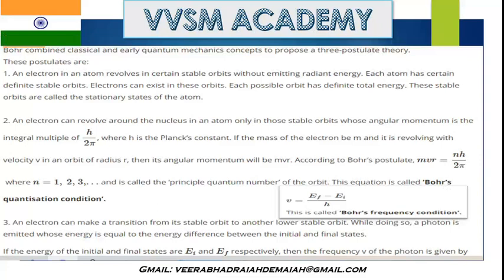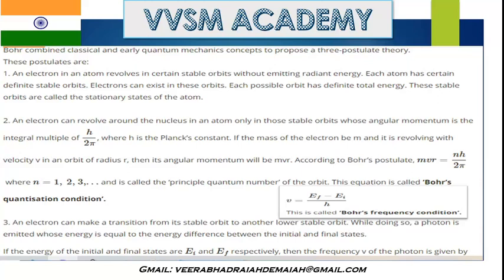Bohr combined classical and early quantum mechanics concepts to propose a three-postulate theory. The first postulate tells that the electron in an atom revolves in certain stable orbits without emitting radiant energy. Each atom has certain definite stable orbits. Electrons can exist in these orbits. Each possible orbit has a definite total energy. These stable orbits are called stationary states of an atom.